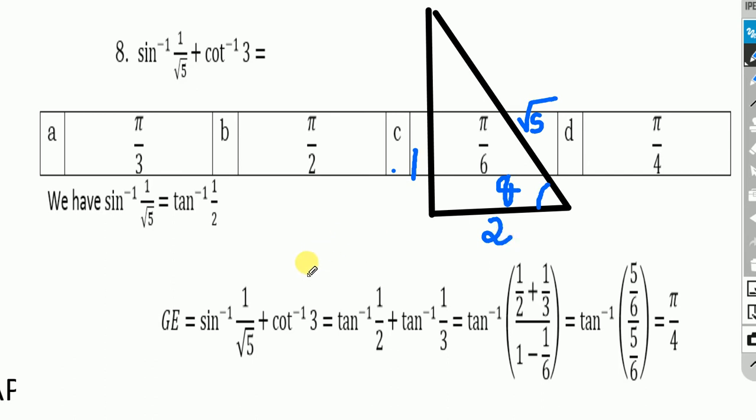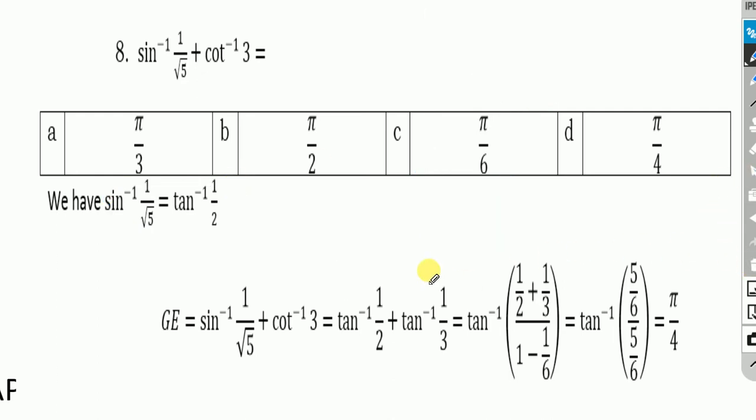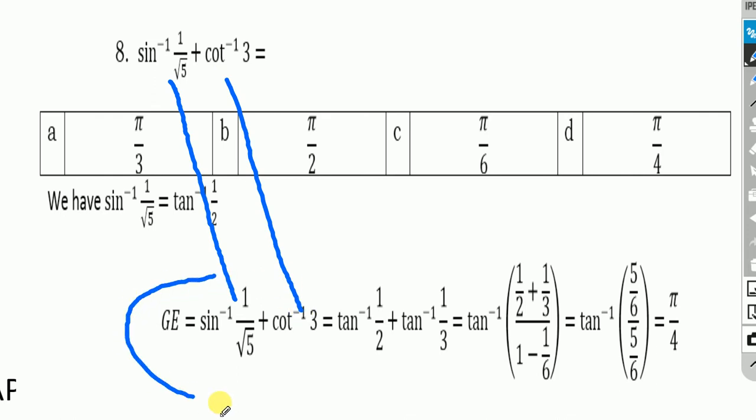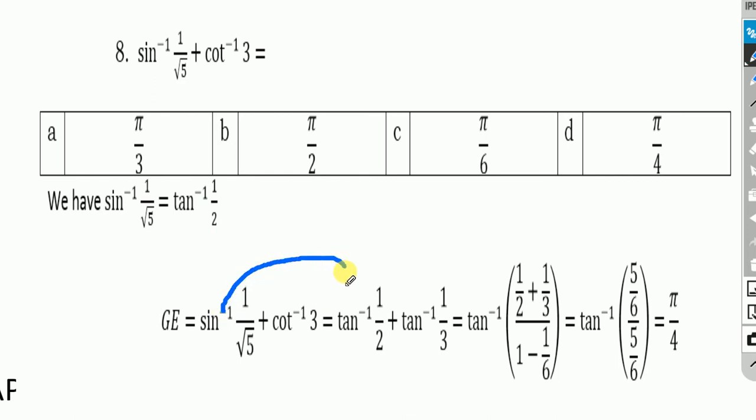So now tan theta will be 1 by 2, or theta is tan inverse of 1 by 2. So that is why sine inverse of 1 by root 5 is equal to tan inverse of 1 by 2. Let me take the sine inverse of 1 by root 5 plus cot inverse of 3, which is the given expression first, and then let me substitute for the sine inverse of 1 by root 5, which is nothing but tan inverse of 1 by 2 we have seen here.